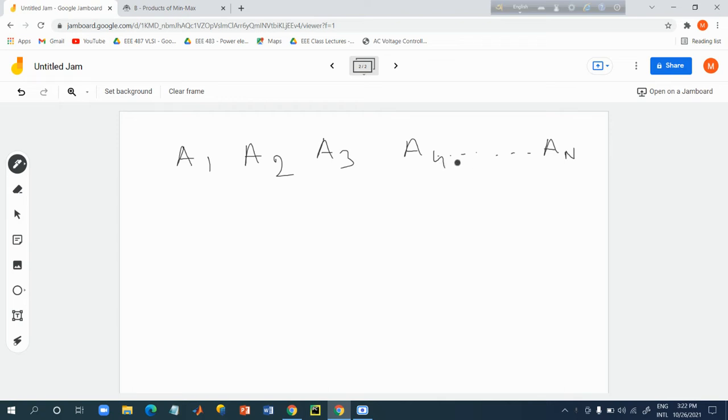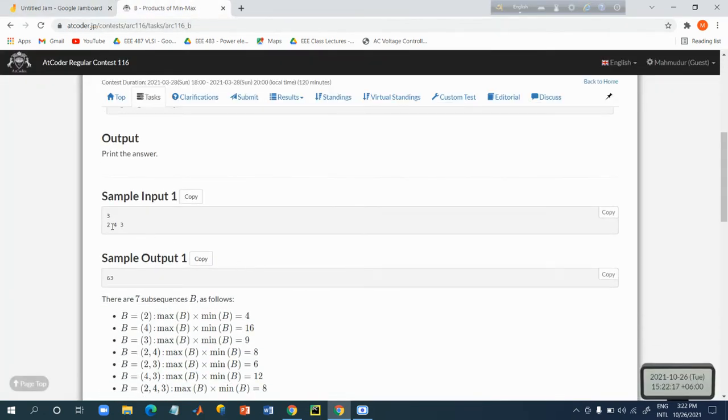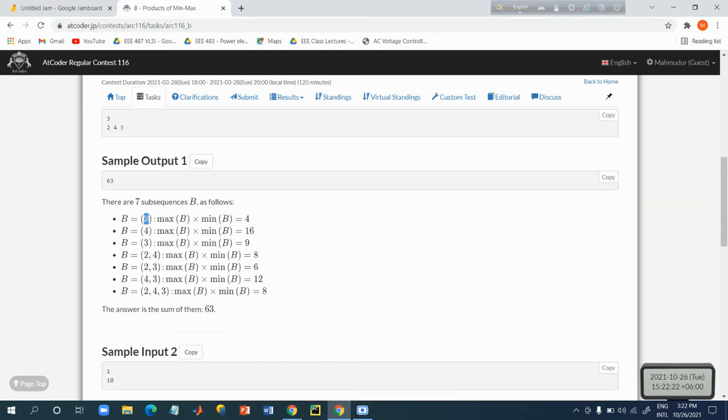What you have to do is find all the possible subsets of this sequence, and for all the possible subsets you have to multiply the minimum value of that subset and the maximum value of that subset, and add them. If we look at the test case here, the sequence given is 2 4 3. The possible subsets are 2, 4, 3, 2 4, 2 3, 4 3, and 2 4 3.